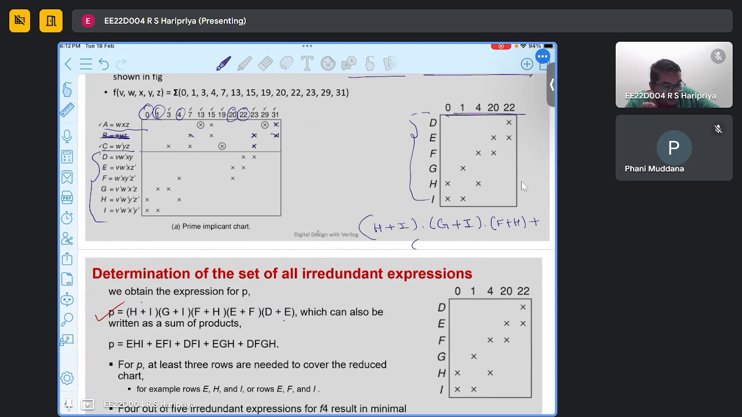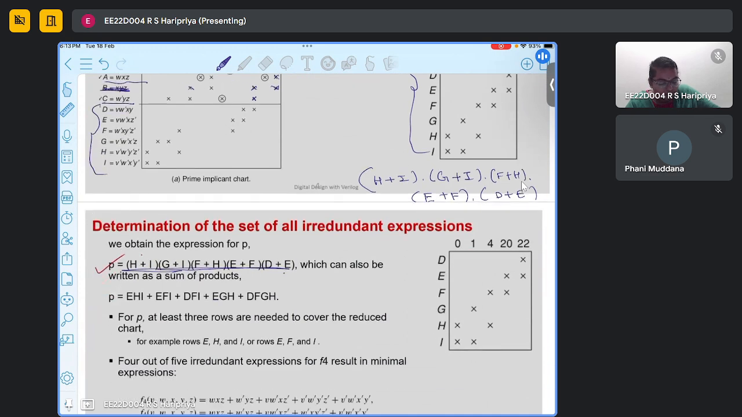And for this one, E or F. This should be an AND because all of the minterms have to be covered. For 22 it is D or A. So if we observe, we obtain this expression: H or I, and G or I, F or H, E or F, D or A. Now we have to simplify to get the minimized expression.